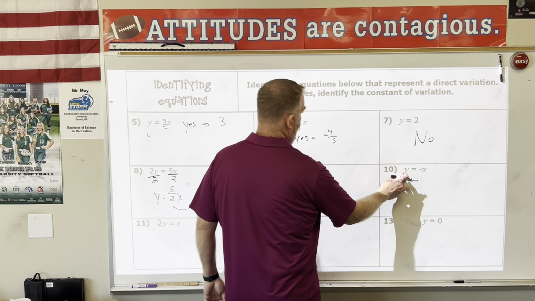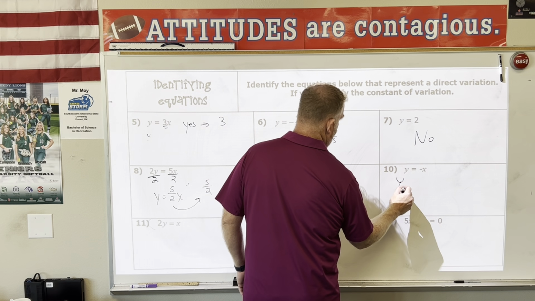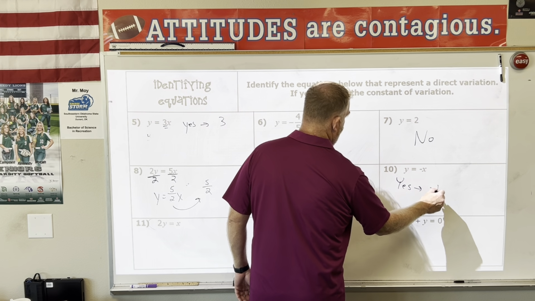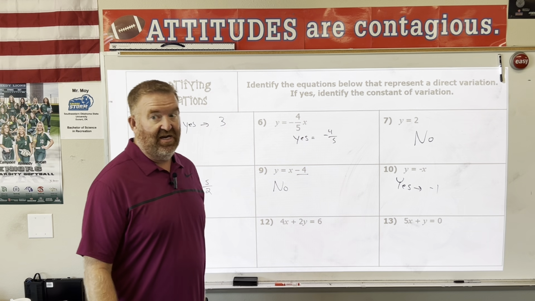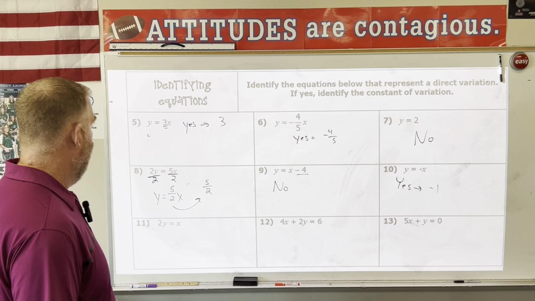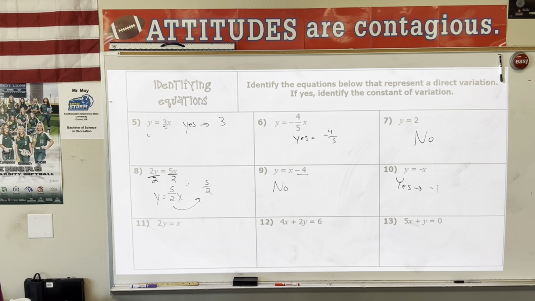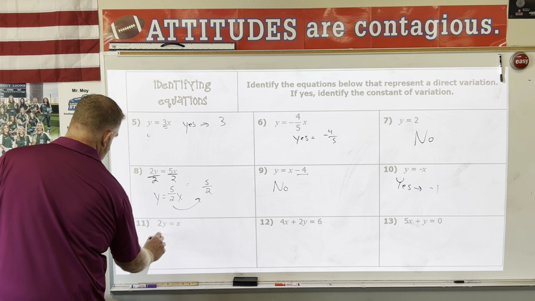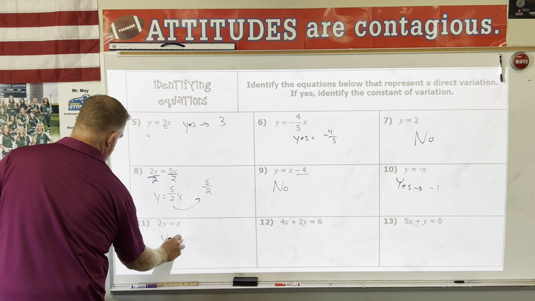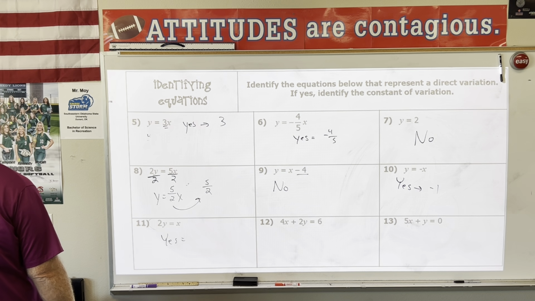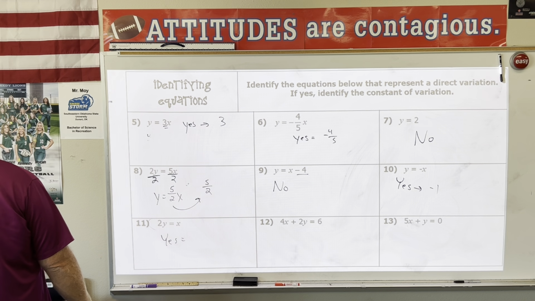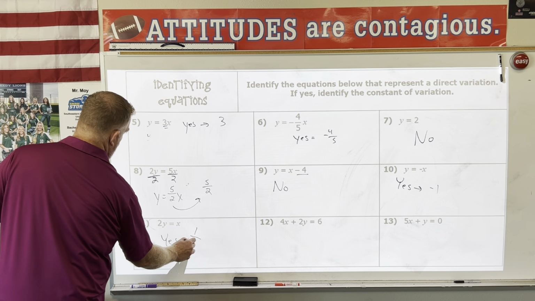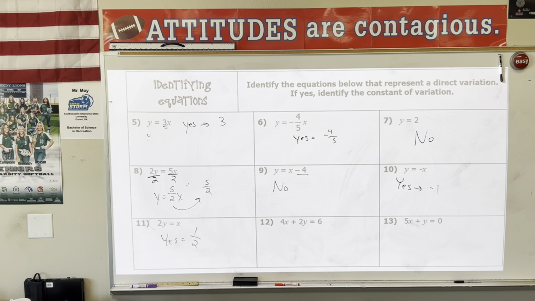What about 10? Yes, it is. What is the constant? -1. It is -1. There's a negative on the front, okay? Number 11. Yes. So what is it? Yes. What's the constant? 1/2. I got to divide by 2.